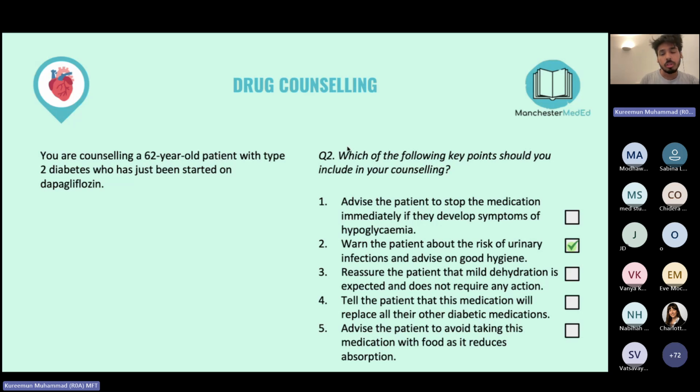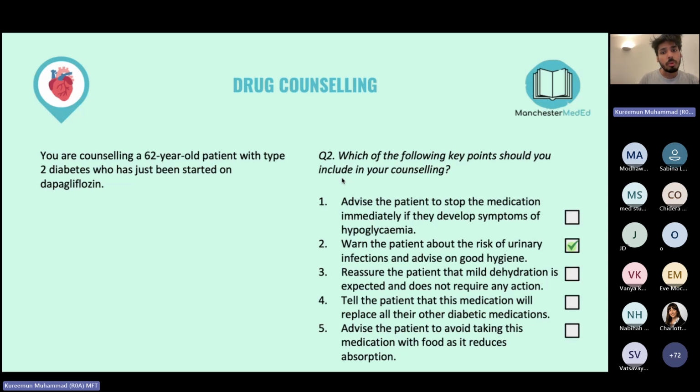That is true, because the most common side effect that you always need to tell patients about is the risk of UTI. SGLT2 inhibitors work by basically inhibiting the reabsorption of glucose, so more glucose is excreted in the urine, which promotes bacterial growth. So you're more at risk of getting UTI and Fournier's gangrene, which is basically necrotizing fasciitis of the genitalia, just because it promotes bacterial growth in that area.